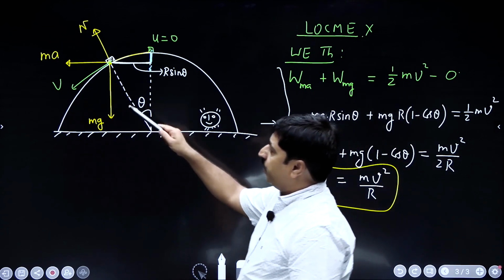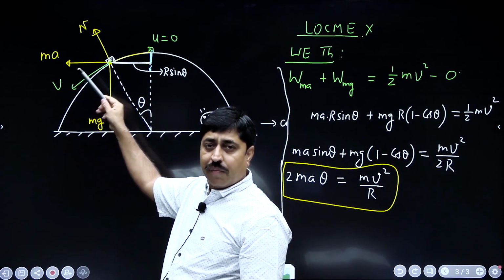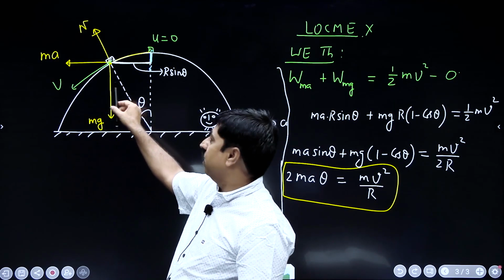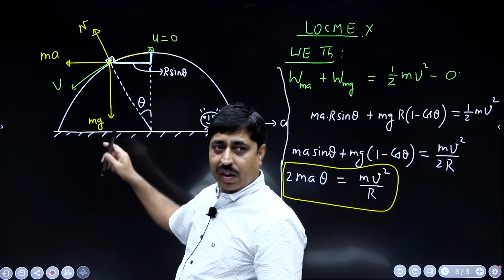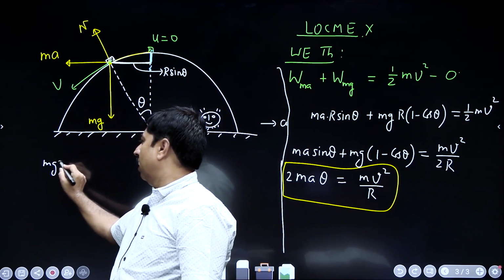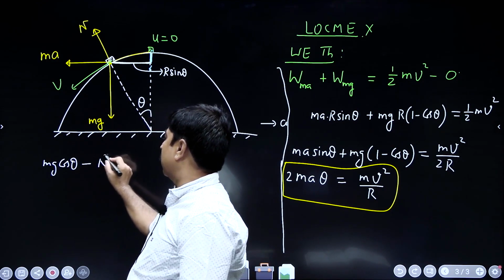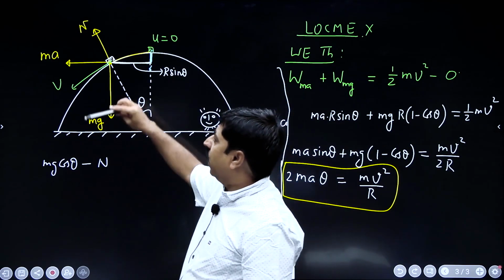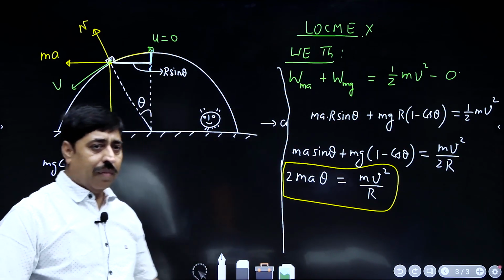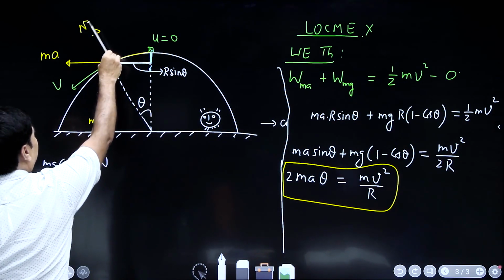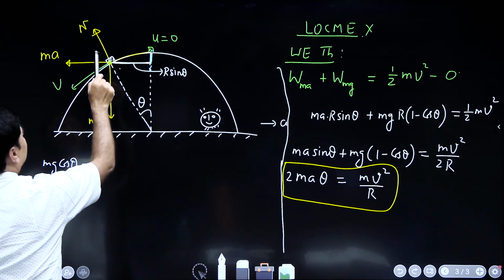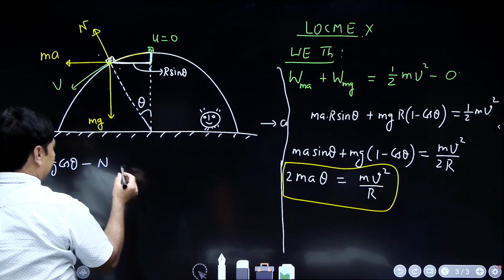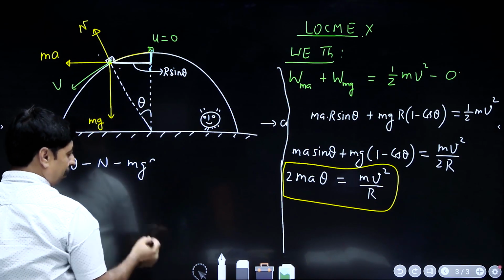So, if the speed of the block here is v, then for radial forces, you can see here yourself, mg has a component towards the center, which is mg cos theta. Normal reaction is away from the center, in the radial direction, and then ma also has a component this way. This angle is theta, this is 90 minus theta, this is also 90 minus theta. So, ma cos(90 minus theta), which is ma sin theta.